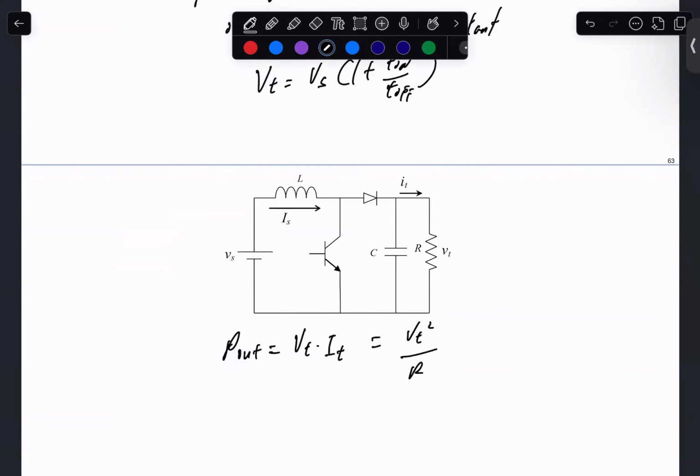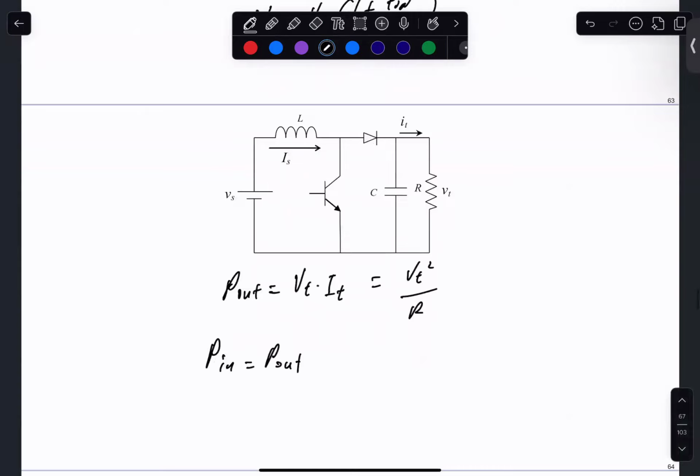And in this circuit, we have no losses in the converter, just an inductor and a capacitor. Assuming these are ideal components, there are no losses, so power in equals power out. This is power balance: Vs times Is equals Vt times It. This is a very useful equation when you're asked to compute the input current.